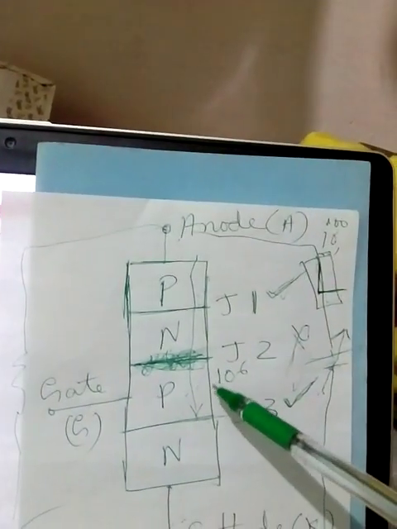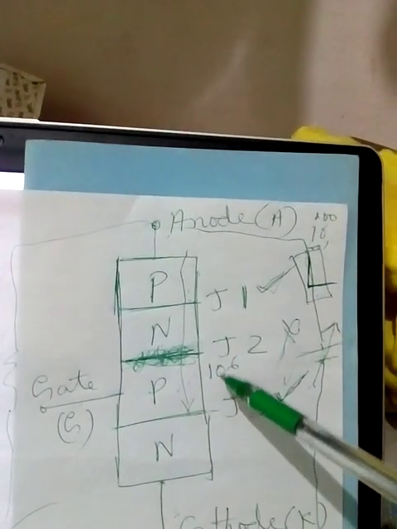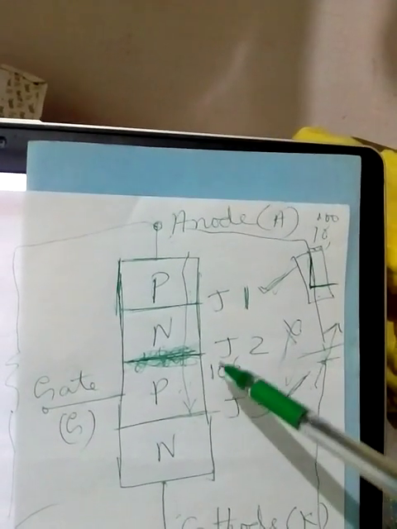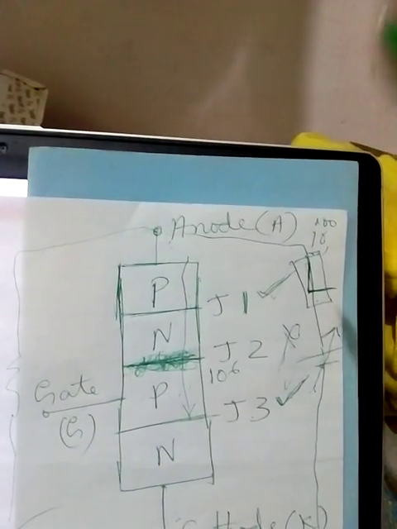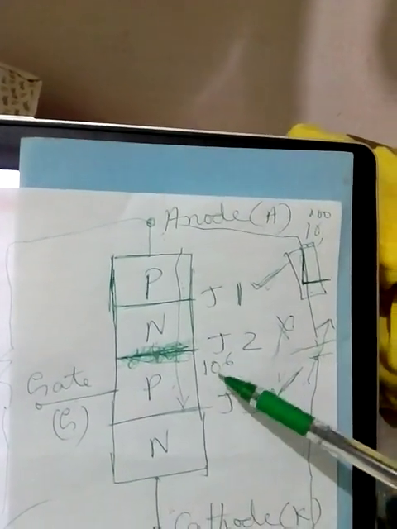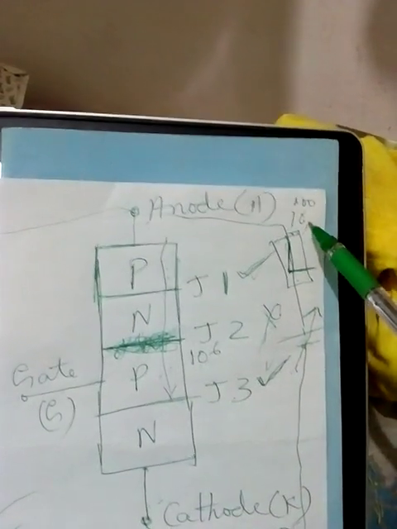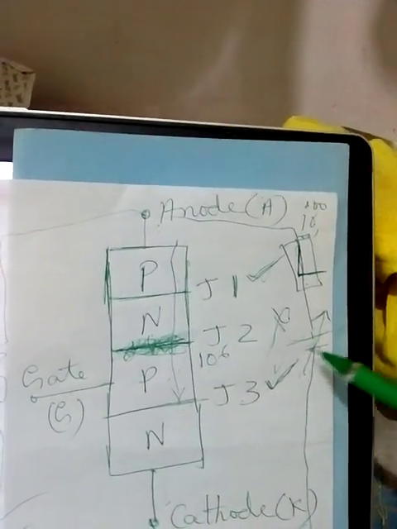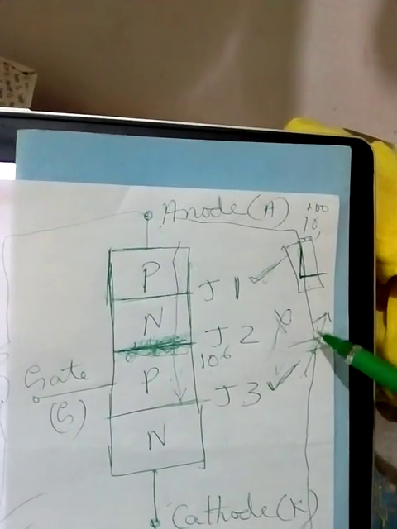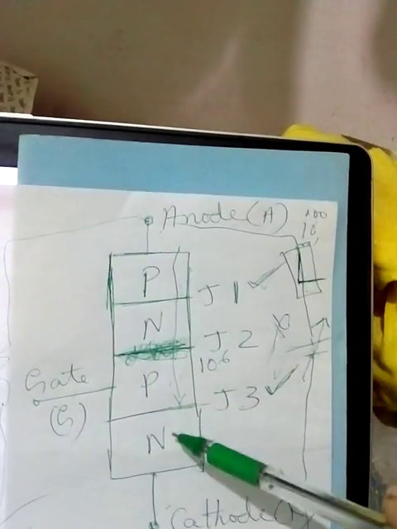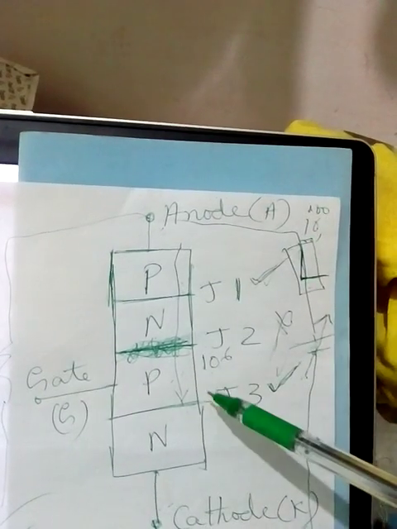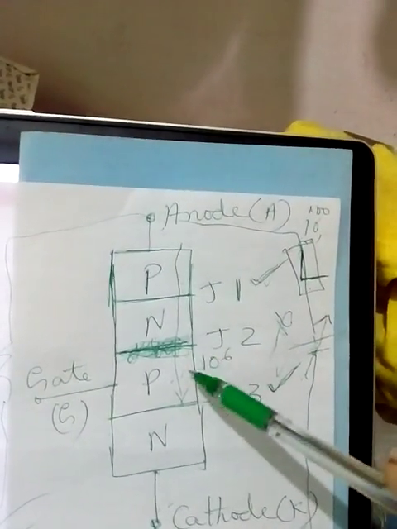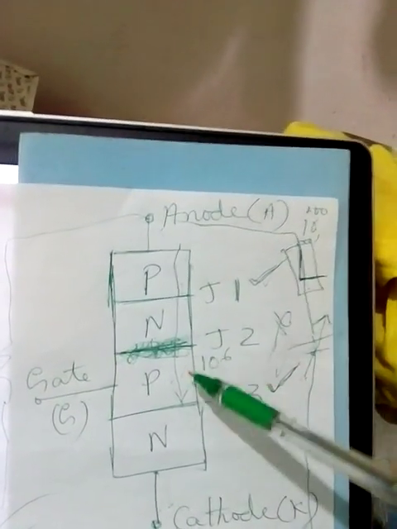But SCR resistance will be very high in off state and very low during on state. So during off state, this will be 10 to the power of 6. This will be say 100 ohms. So of the 500 volt or 230 volt, more than 99% will be taken by SCR. During on state, more than 99% of this 230 volts will be taken by the load.